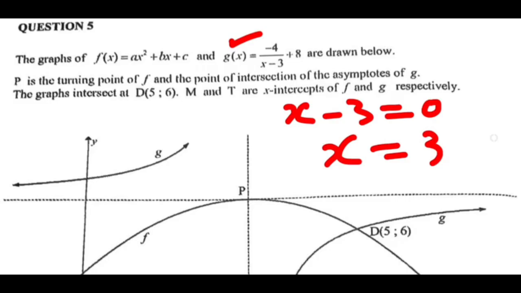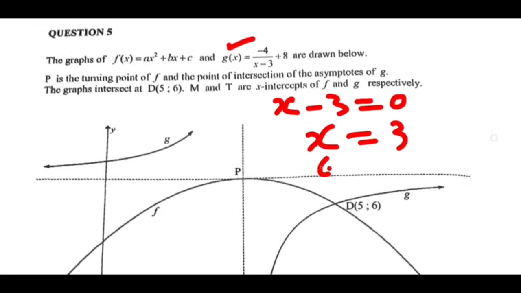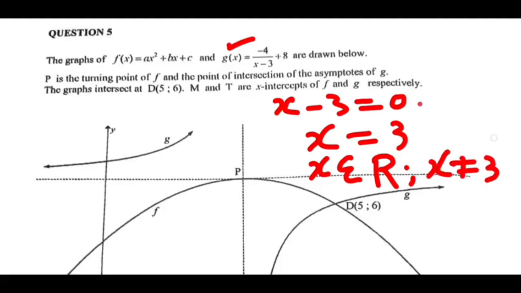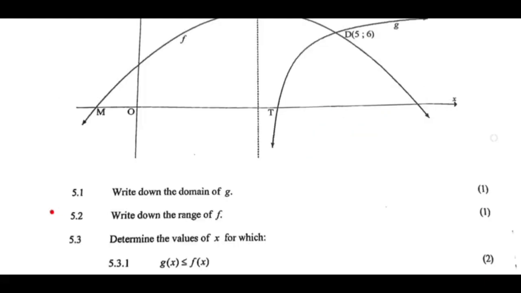So you're going to write the answer. x is a real number, but x shouldn't be equal to positive 3. You don't need to write this explanation. If negative 3, we say positive 3. So x is a real number, x shouldn't be equal to positive 3. So this is the answer you're going to give.